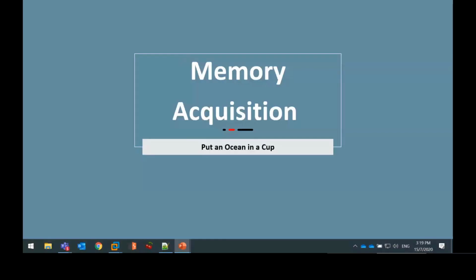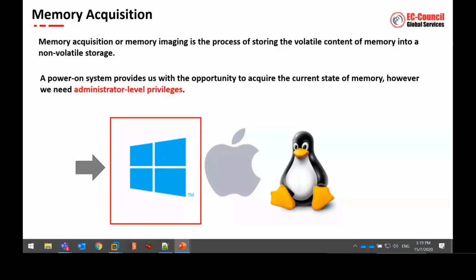Memory acquisition, I love to call it putting an ocean in a cup, because we really have an ocean in the cup in terms of the information that we have in just a sample of 1 gig, 2 gig, 4 gig, 8 gig, or maximum 64 gig. When we deal with servers, definitely we have more, but still less compared to the hard disk. So memory acquisition refers to the process of storing the volatile content of the memory into a non-volatile storage.